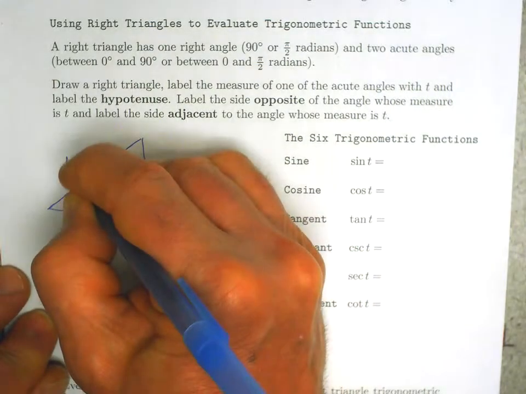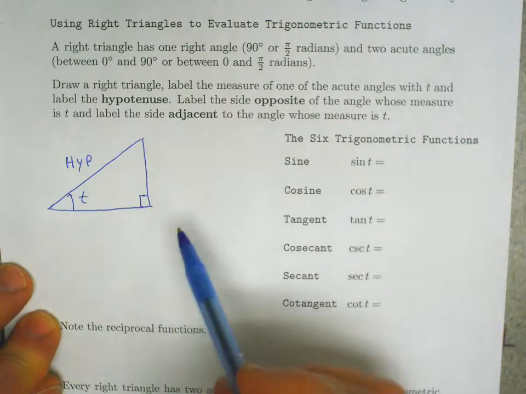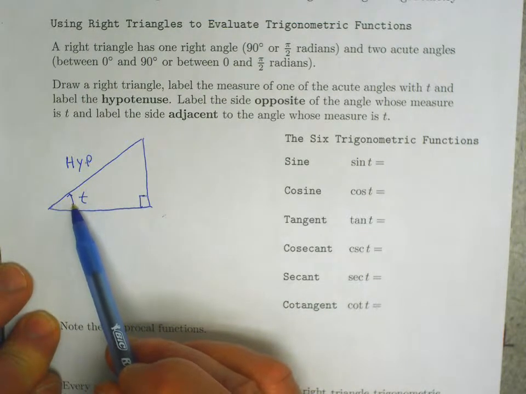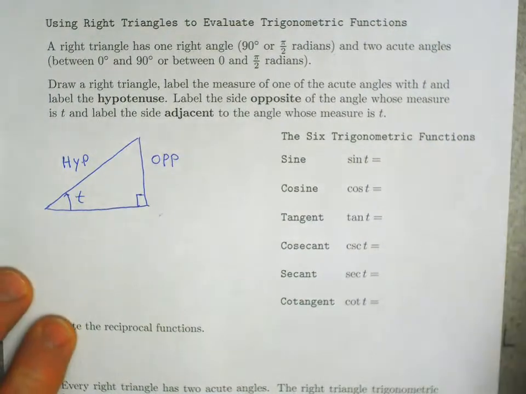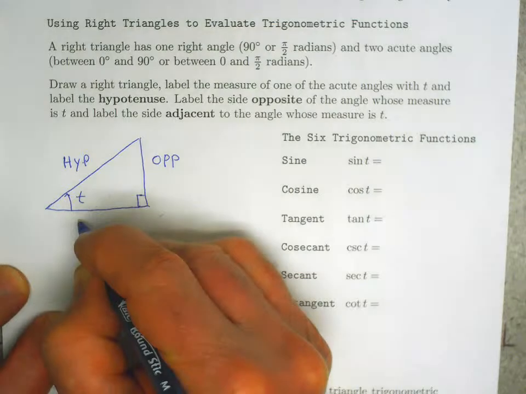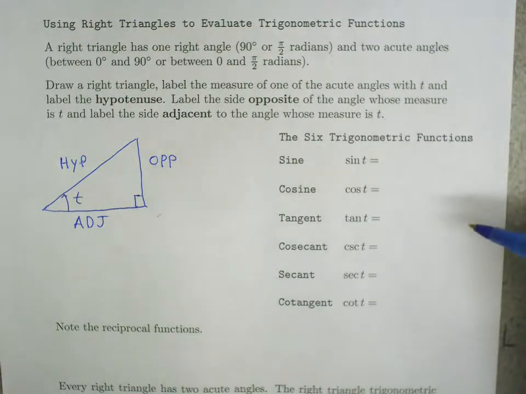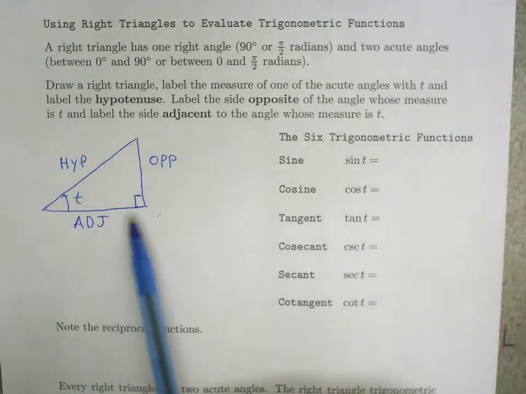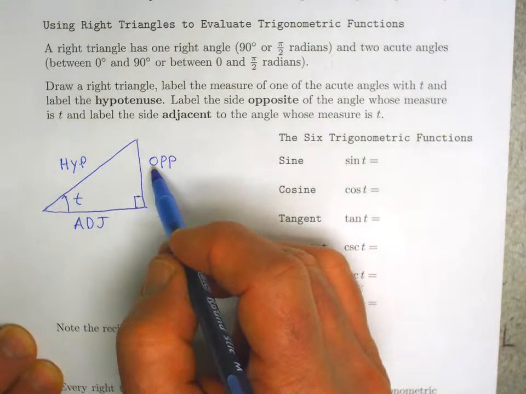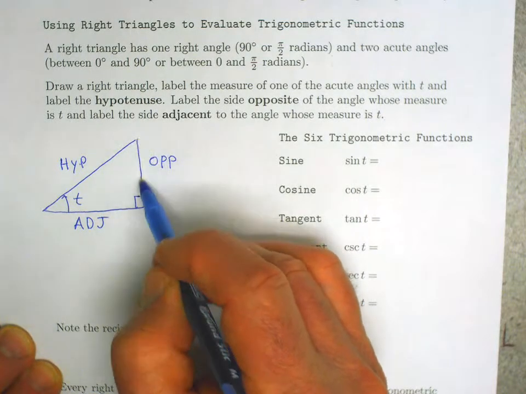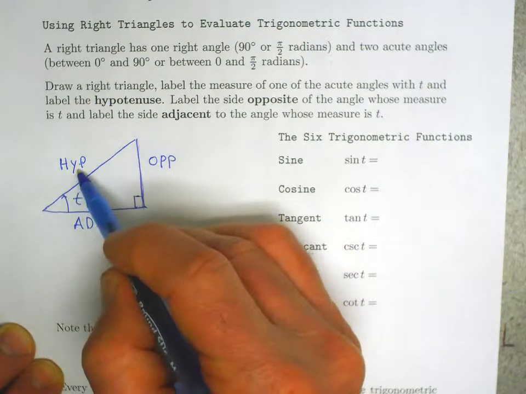The hypotenuse is the longest side of a right triangle. It's always opposite of the right angle. The side opposite of the angle whose measure is t, I'll label that as OPP for opposite. And then the side adjacent to the acute angle whose measure is t, I'll label that ADJ for adjacent. The trigonometric functions are defined in terms of a right triangle like this. But just one more thing to clarify. This opposite side represents the length of this side of the right triangle. Adjacent represents the length of this side, and hypotenuse represents the length of the hypotenuse.